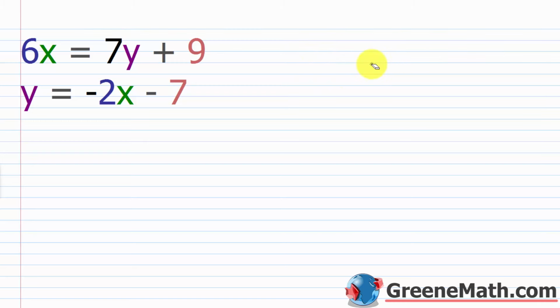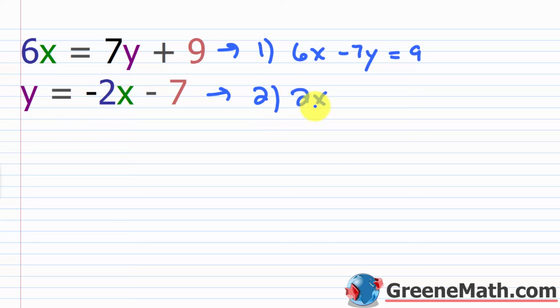So what we would do here is we would subtract 7y away from each side of the equation. So that would give me, I would say this is equation 1. I would have 6x minus 7y. This would be equal to 9, right? So this is ax plus by equals c, okay? And then over here, for equation 2, we'll say, I would add 2x to both sides. So I would have 2x plus y is equal to negative 7. Okay, so this is the format that we wanted in.